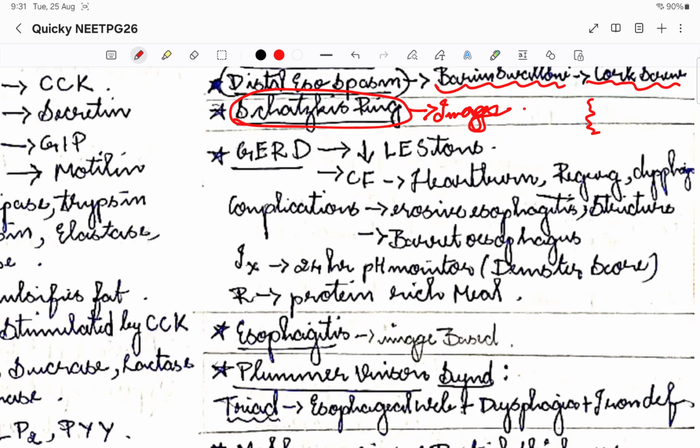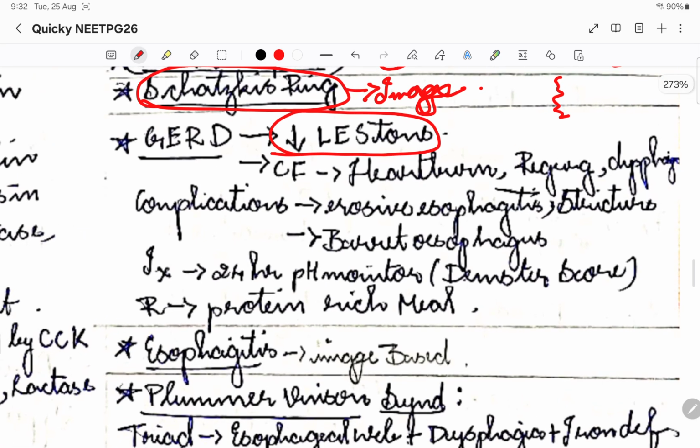But here in GERD, there is no tone in the esophageal sphincter and it is always open. So that is the major difference, okay, with respect to GERD. So there will be less tone in the esophageal sphincter. The clinical features will be heartburn, regurgitation and dysphagia, okay, because all the food that we eat will go to the stomach, but it is regurgitating back into the esophagus. So that is why GERD will have regurgitation and heartburn, okay.